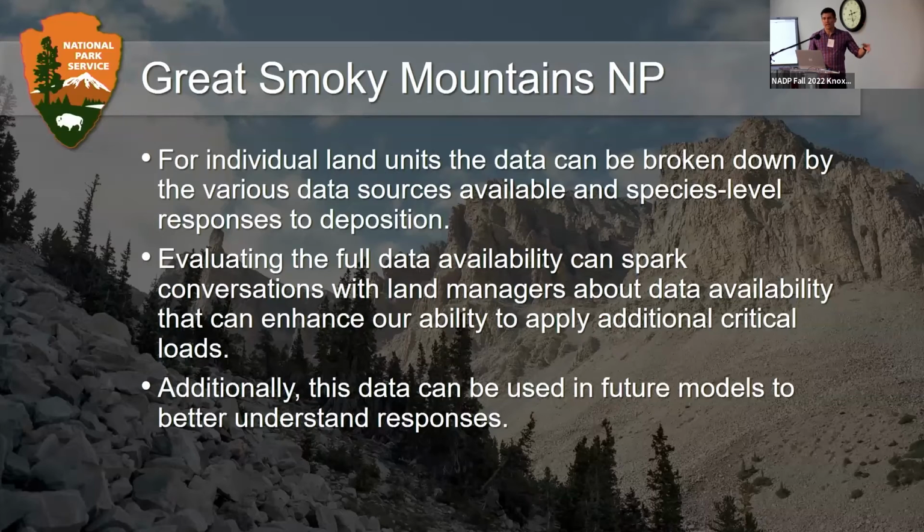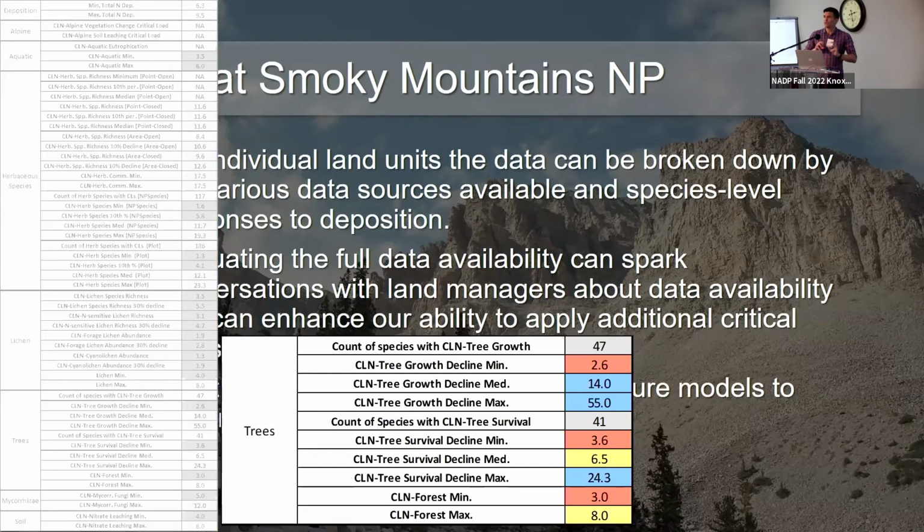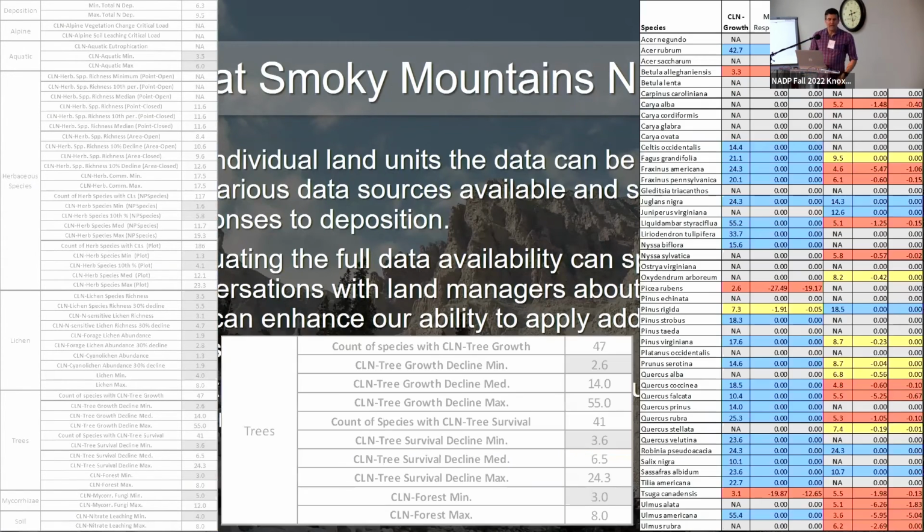Step 2, we're able to expand on that line. If you see that there are exceedances, you can dig down into your park and figure out what's there. The details don't matter again. This is a list of all the critical loads we have for Great Smoky Mountains. This goes through the alpine, the aquatic, the herbaceous species, the lichen, the trees, mycorrhizae, and soil critical loads. So we're going to zoom in on the trees, expand on what Linda was talking about earlier, and pull out the species list of the different trees that exist within Great Smoky Mountains National Park.